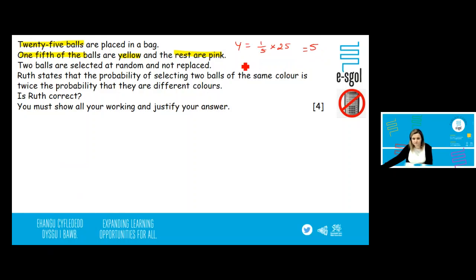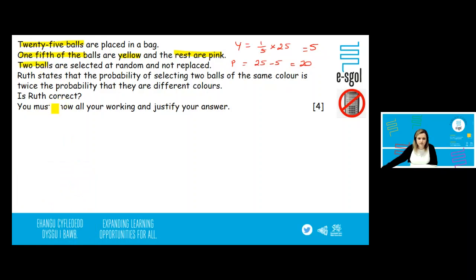So there's 5. For pink, obviously they're all the rest. So 25 in total, take away the 5 that you have, leaving you with 20. Okay, so we've got 5 yellow and 20 pink. So there's an extra step in working out how many of each you had there. Okay, so let's go back and carry on reading.